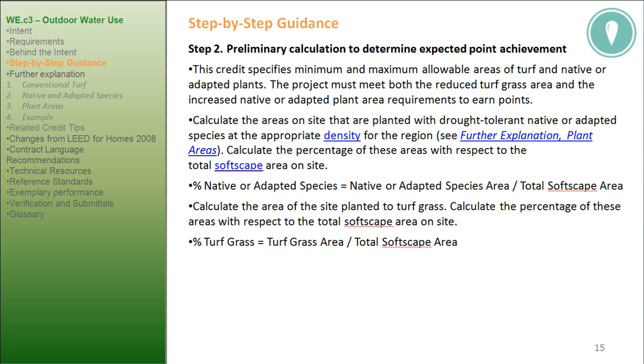Calculate the percentage of these areas with respect to the total softscape area on site. Percentage of native or adapted species equals native or adapted species area over total softscape area. Calculate the area of the site planted to turf grass. Calculate the percentage of these areas with respect to the total softscape area on site. Percentage of turf grass equals turf grass area over total softscape area.